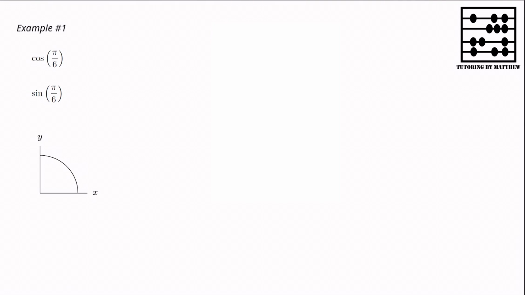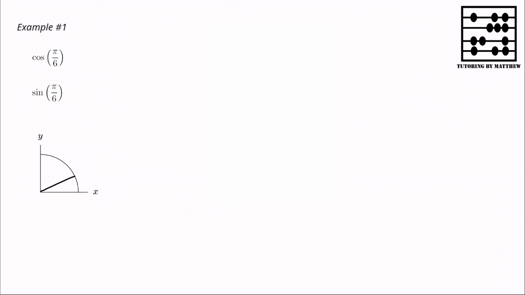Let's look at some examples and get some practice with using this tool. First, we have the cosine of pi over 6 and the sine of pi over 6. This means that the angle is here, and the point where this line intersects the unit circle is the information we need to find these values.